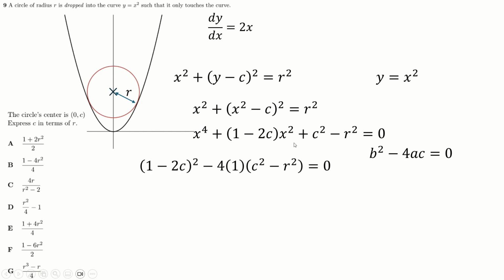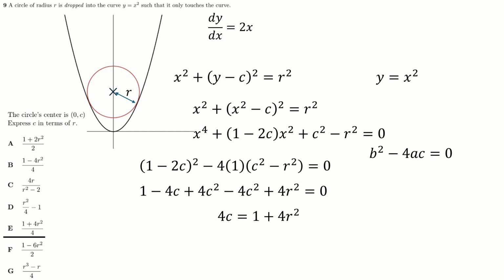So I can just do b squared minus 4 times a times this c here. And yeah, we'll end up cancelling a bunch of stuff, which is really nice, and then it just kind of very easily turns into E, which is cool.